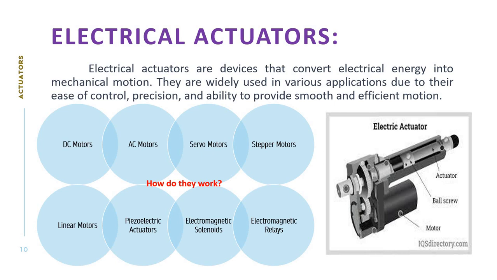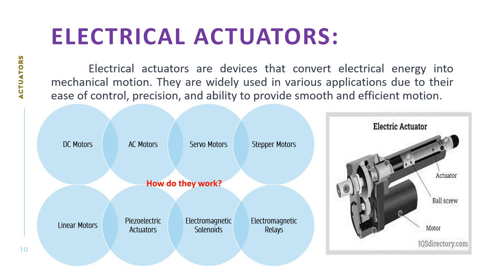And servo motors are a specialized type of electrical actuator that offer precise control of angular or linear position. They are commonly used in positioning applications such as robotics, CNC machines, and cameras. Stepper motors are designed to move in discrete steps, making them suitable for applications where precise control of position and speed is required. Next come linear motors, which directly produce linear motion without the need for additional mechanisms, so they don't use ball screws or belts, as I have shown in the picture.